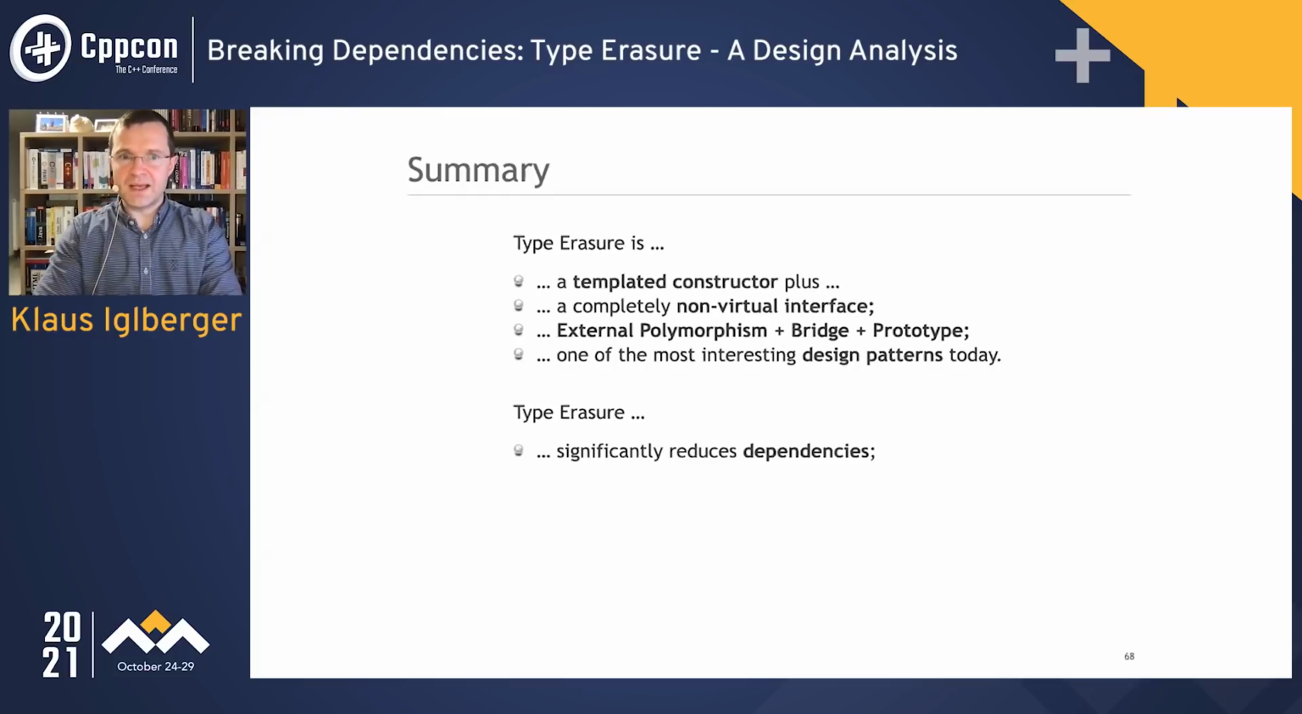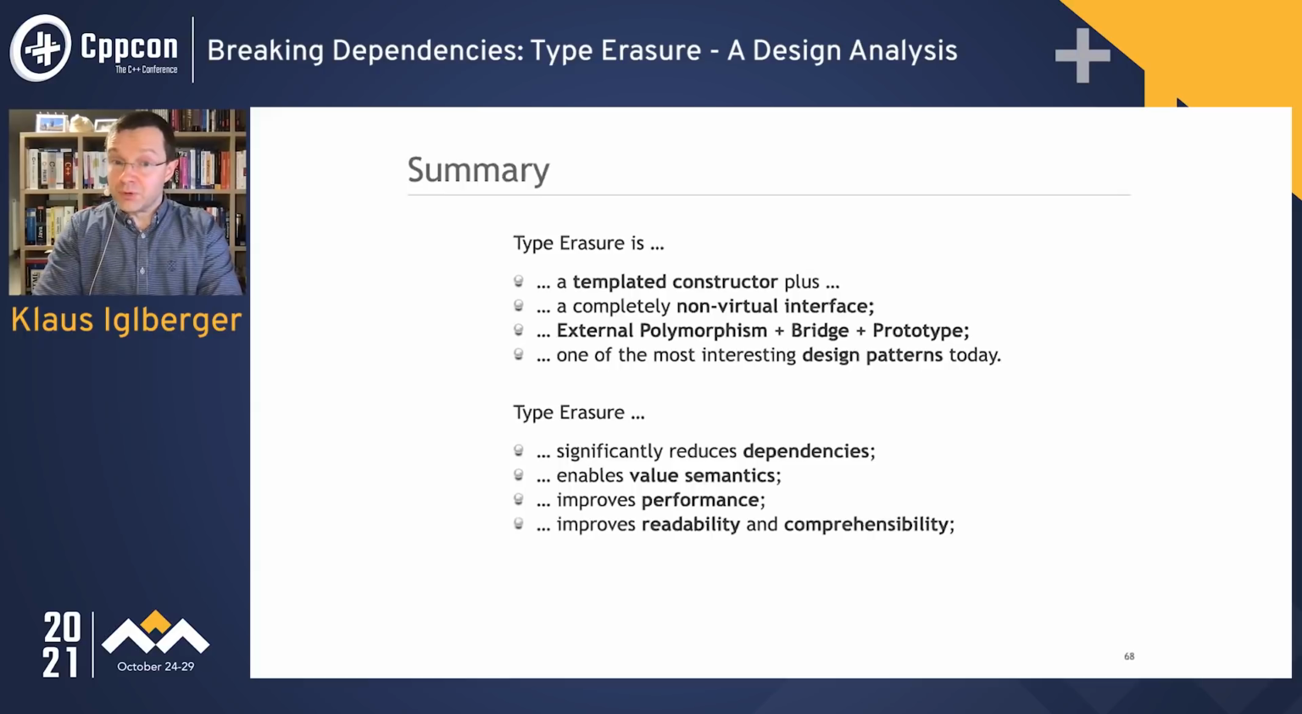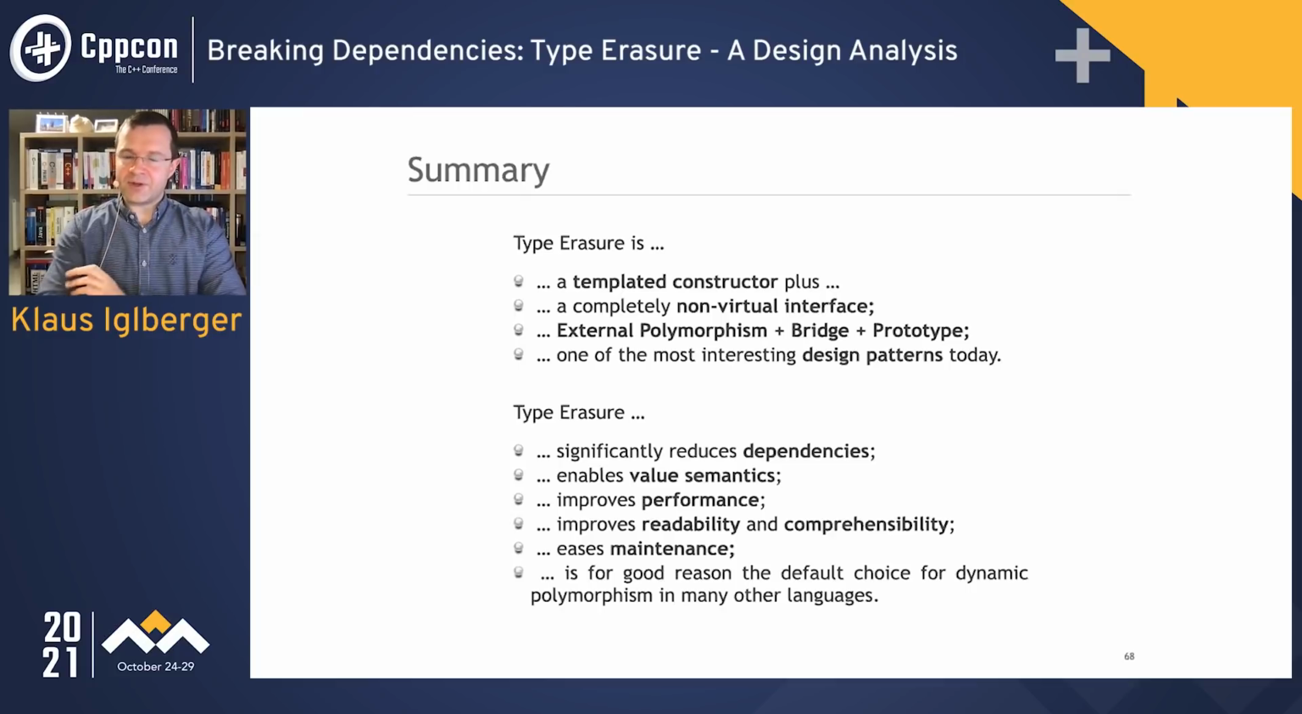Okay, type erasure significantly reduces dependencies, enables value semantics, improves performance, improves readability and comprehensibility, eases maintenance, and is for that reason, as of course all of these five points are super important for everyone. And of course, it's a very good reason that other programming languages use that pretty extensively by default. In C++, unfortunately, we have to do this manually. And so again, yes, it would be nice if we would have this in the language.